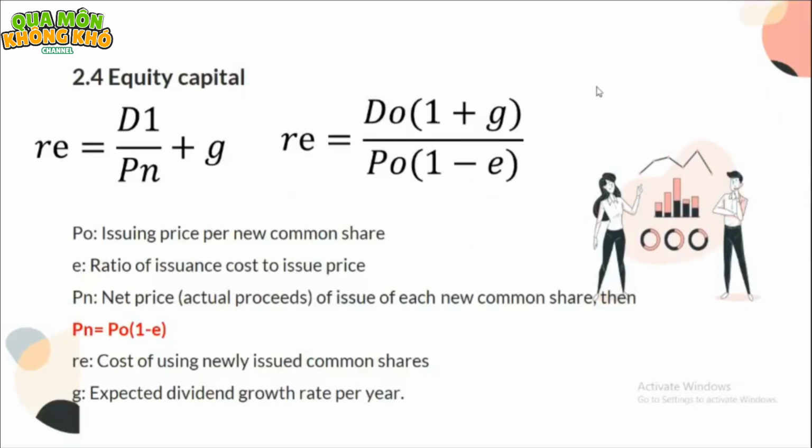Next we will talk about the equity capital, and we have two formulas in this part. P0 is the issuing price per new common share, E is the ratio of issuance, PN is the net price, and as you can see that PN equal P0 times 1 minus E, and RE is the cost of using newly issued common share, and g is the dividend growth rate.